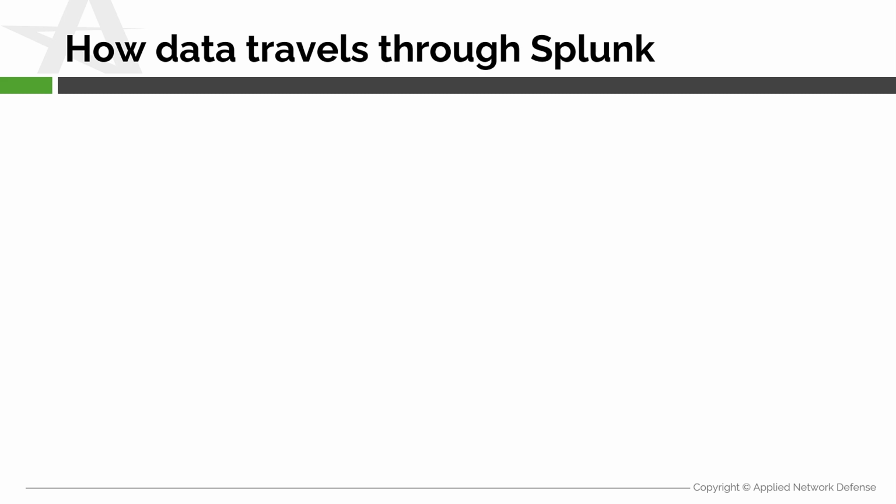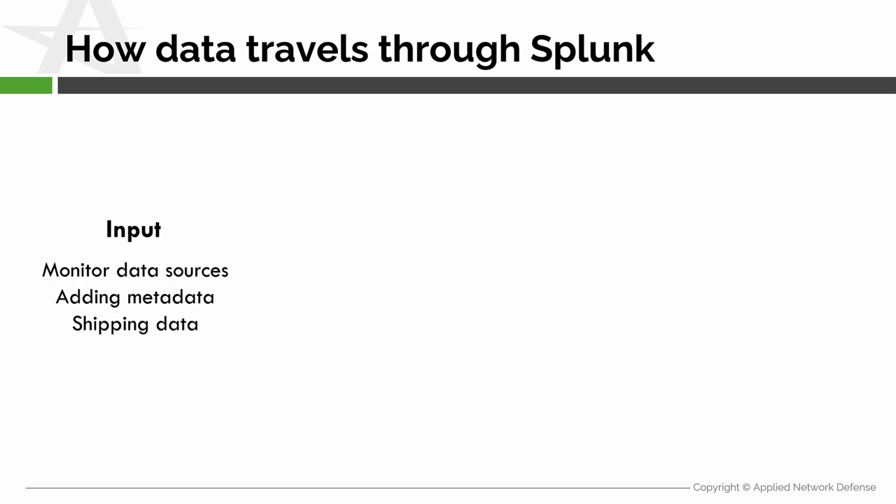The first phase we have a look at is input phase. In input phase, we define which data sources we want to monitor for changes. And then if something changed, if new data came in, we add a bunch of metadata onto it, for example, on which host was this collected. And then we ship the data to the next instance, to the next phase.